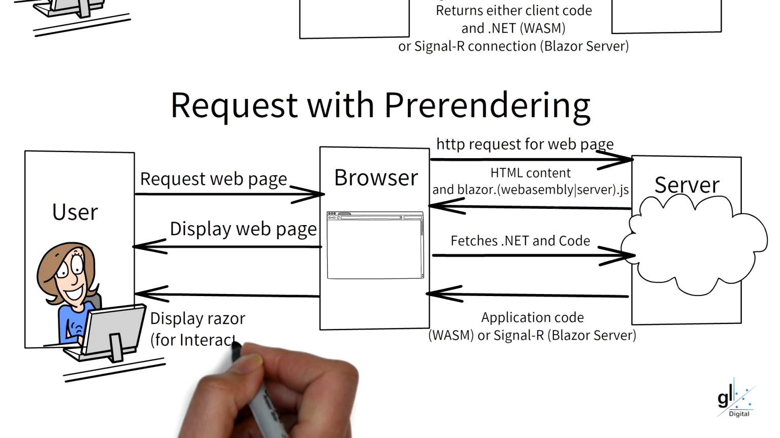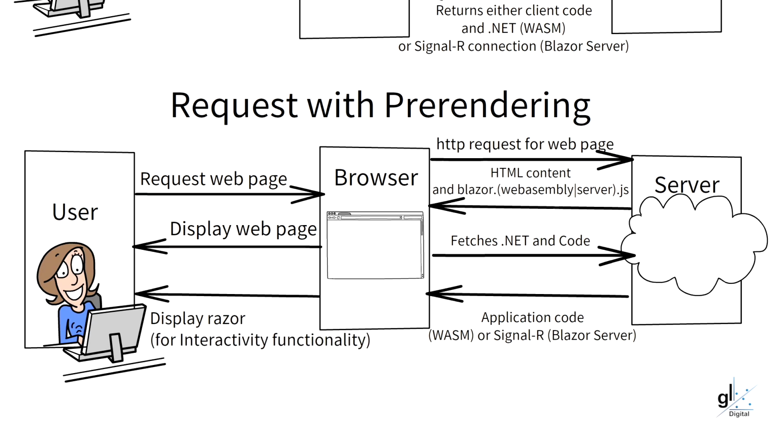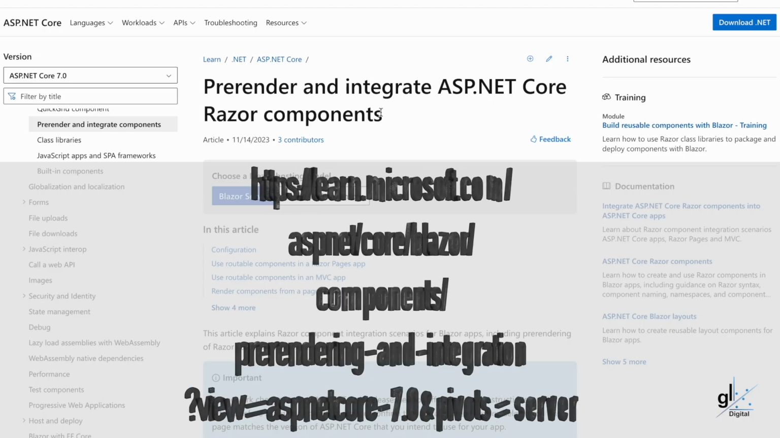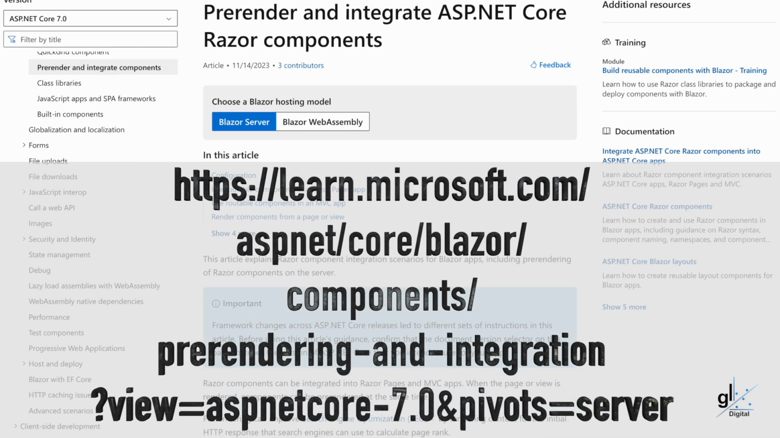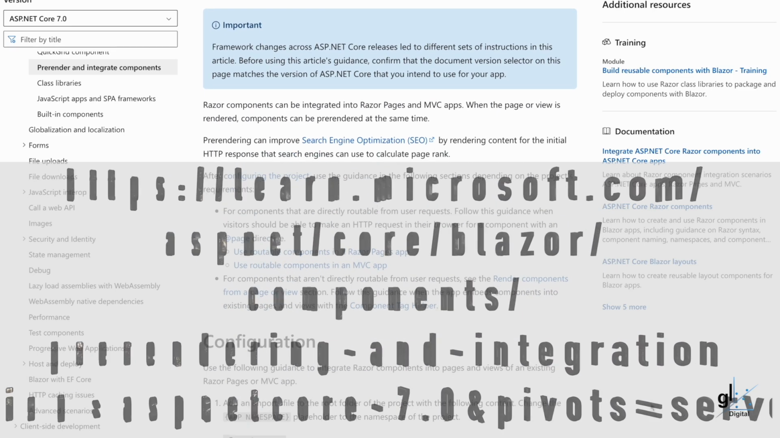This means much faster initial load times for the relevant web page and a far better user experience, UX. In both client-side WebAssembly components and Blazor server components, better SEO, search engine optimization, is ensured. To learn more about server-side pre-rendering Razor components, please navigate to this Microsoft Learn web page.